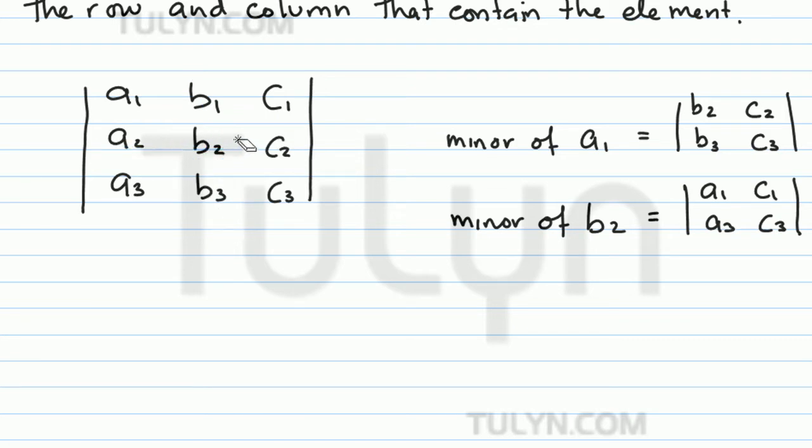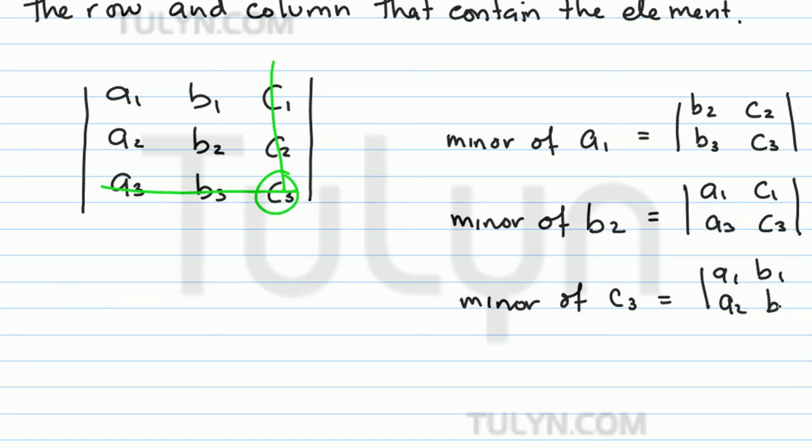So let's do one more. Finally, if, for example, I want you to evaluate the minor of C3, again, what you do is you look for C3, and you get rid of the row that it's in, and you get rid of the column that it's in, and you write down the last 4 entries. So the minor of C3 in this case is going to be A1, A2 in one column, and then B1 and B2 in the other column.